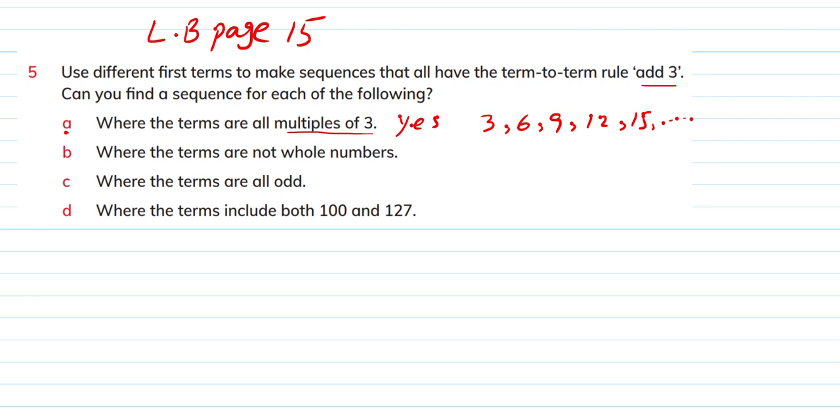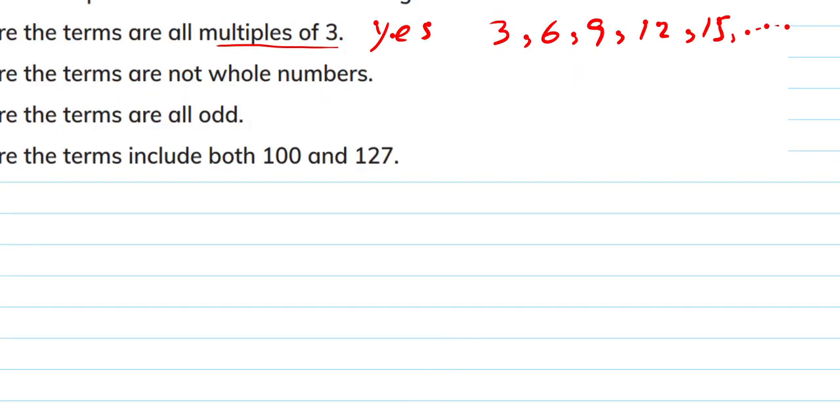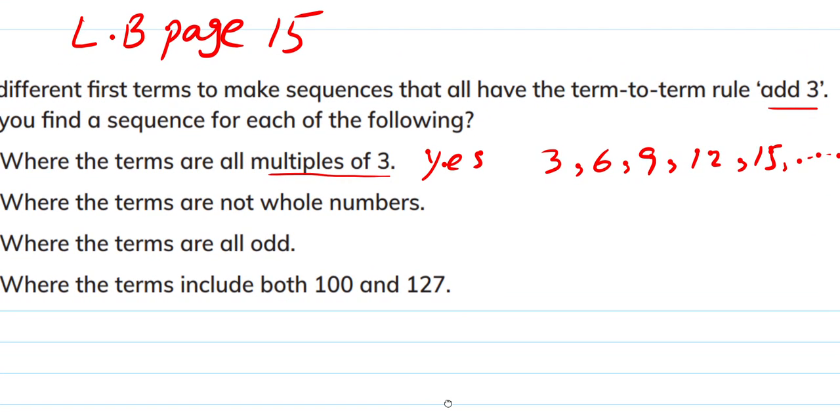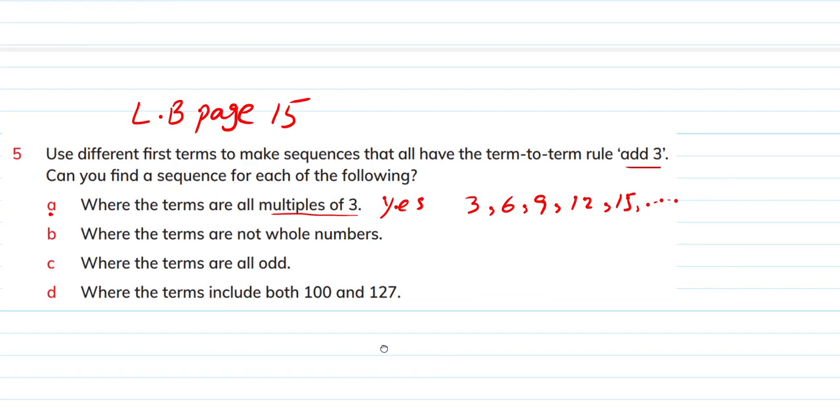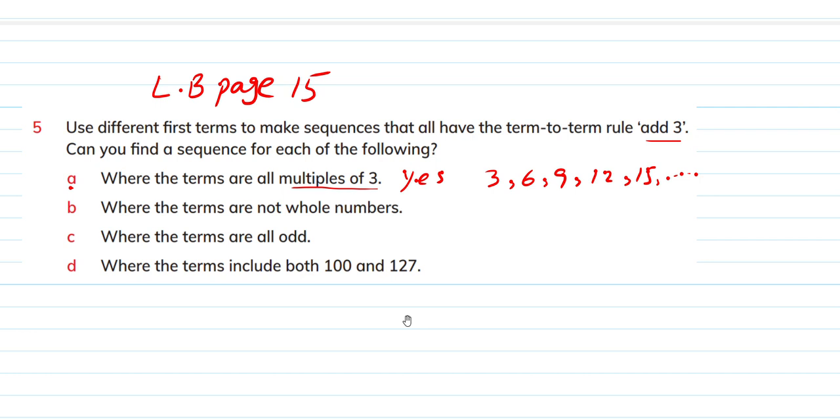Because the question is saying... No, use pencil only. Repeatedly I'm saying please use pencil in your learner book. So let me increase the size slightly. Okay? So it means every term in this one is a multiple of 3, and how are we getting it? We are adding 3. So yes, we can make such a sequence.